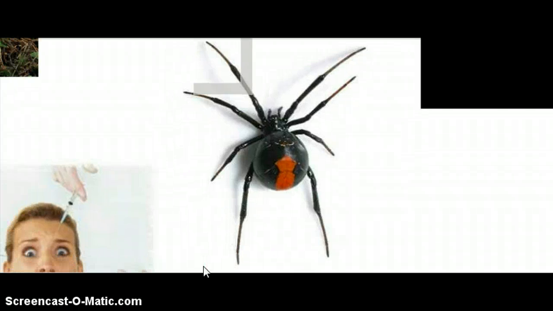So some of these things you've probably heard of before, like what's that sucker right there? It's a black widow spider. And maybe this. Maybe some of your parents have had this done. Some of your mothers might have gotten Botox, I guess.